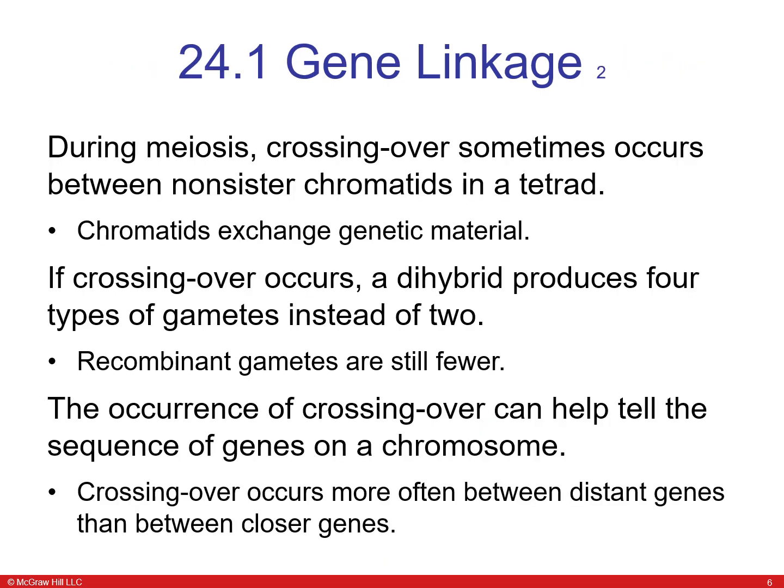So during meiosis, crossing over sometimes occurs between non-sister chromatids in a tetrad, and chromatids can exchange genetic material. If crossing over occurs, a dihybrid produces four types of gametes instead of two. The occurrence of crossing over can help tell the sequence of genes on a chromosome, because crossing over occurs more often between distant genes than between closer genes.